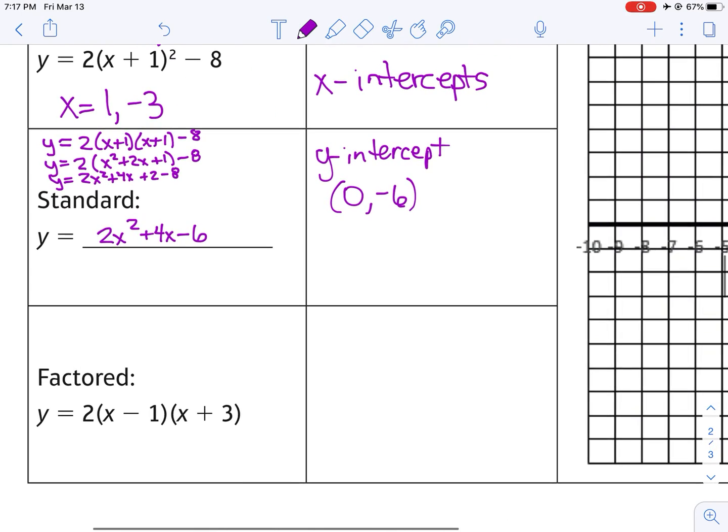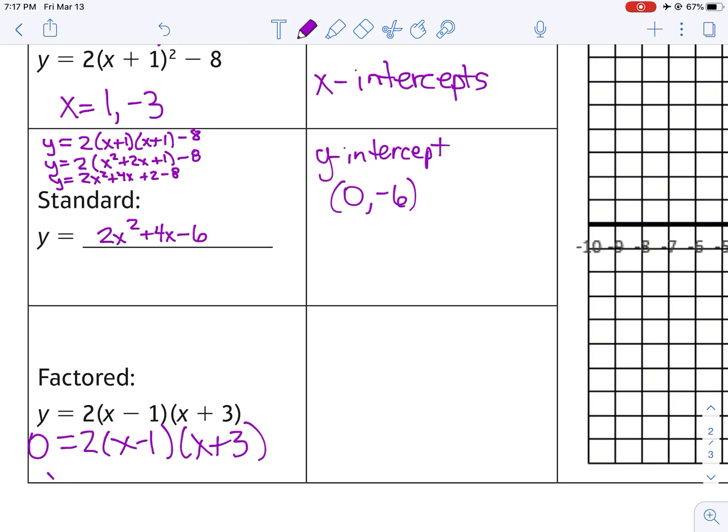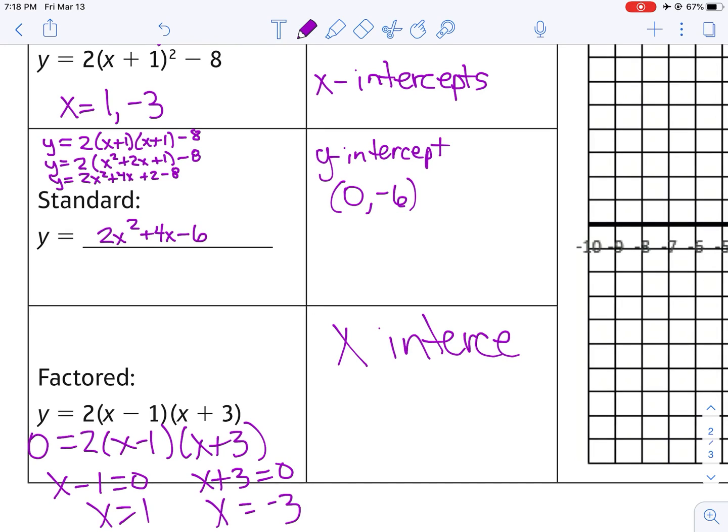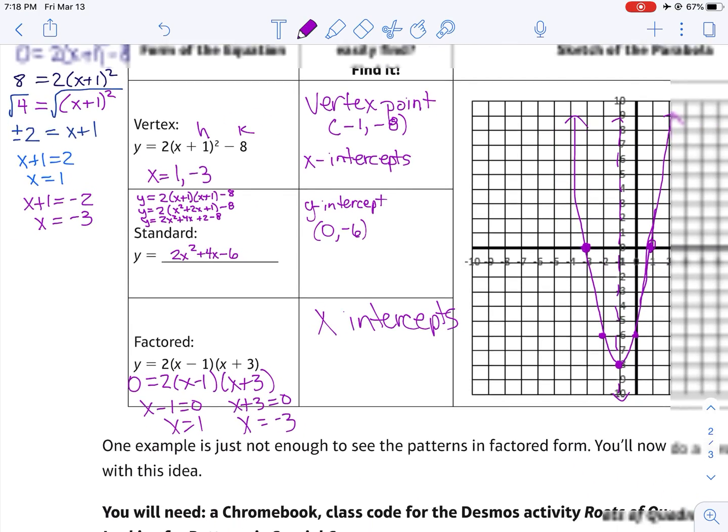Last but not least, down here, we could just set this equal to 0 and find the zeros like we did up above. So x minus 1 equals 0, x plus 3 equals 0. So x equals 1, x equals negative 3. So on this one, what's easy to find are your x-intercepts. Oh, that's horrible handwriting. I know. Voila.